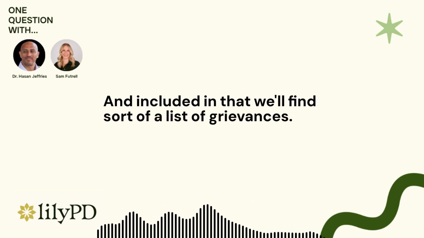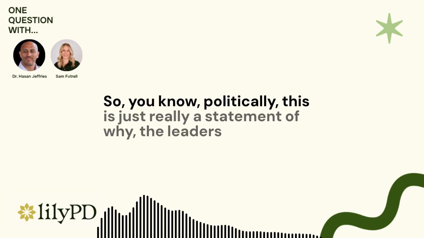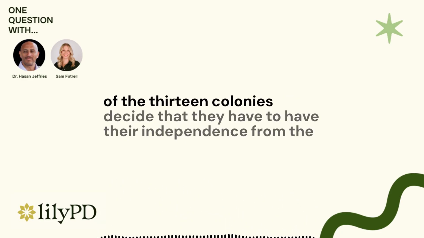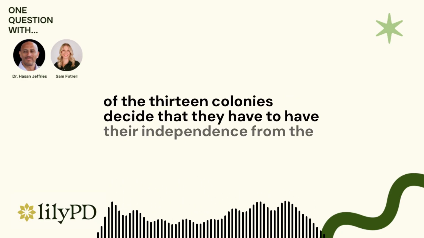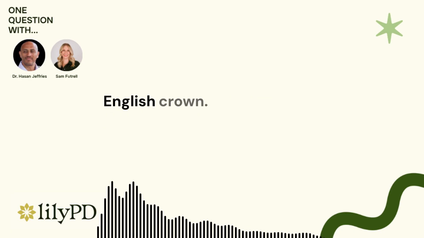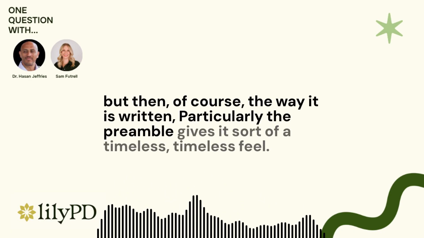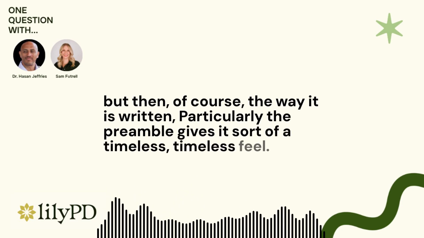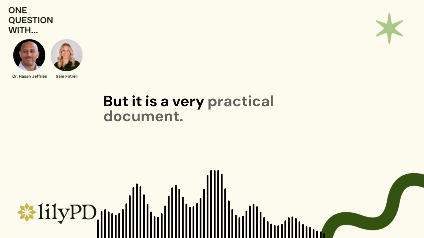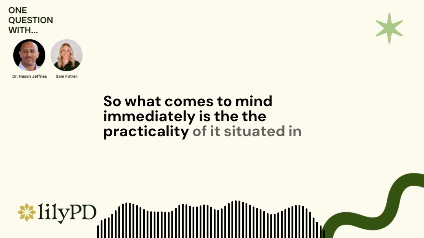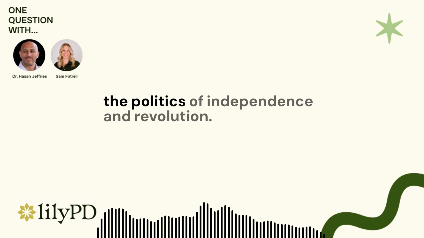The making the case for independence, and included in that for separation, and included in that we'll find a list of grievances. So, politically, this is just really a statement of why the leaders of the 13 colonies decide that they have to have their independence from the English crown. But then, of course, the way it is written, particularly the preamble, gives it a timeless feel, but it is a very practical document. So what comes to mind immediately is the practicality of it, situated in the politics of independence and revolution.